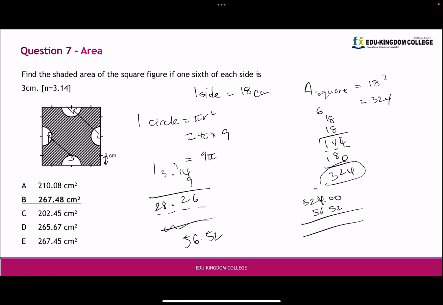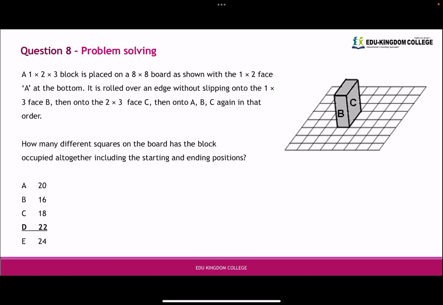So carry the 1 over, I get twice, so 10 minus 2 is 8, 9 minus 5 is 4, carry 1 over, 13 minus 6 is 7, and then 11 minus 5 is 6, 2 minus 0 is 2, so 267.48. So in these cases where the answers are all very similar, you want to be exact.